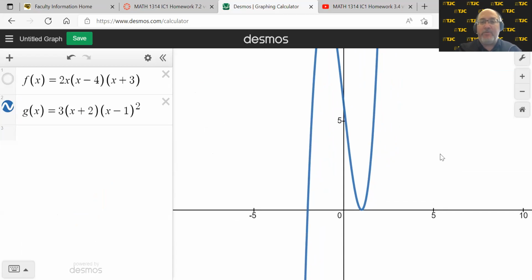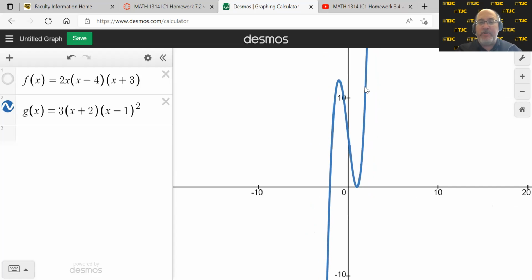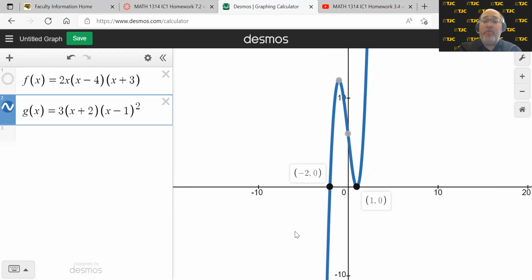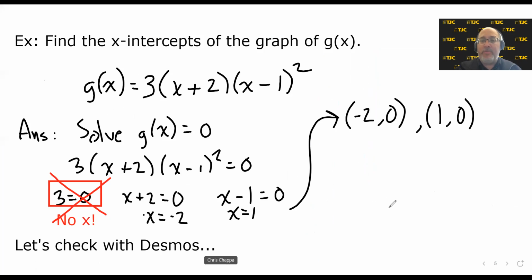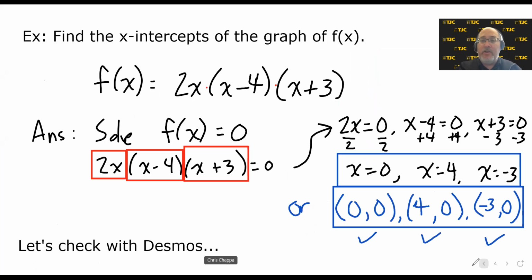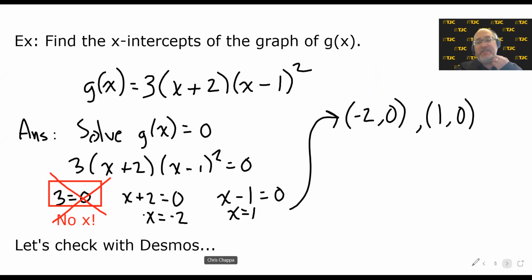All right, looks like we captured most of the graph. Maybe zoom out a little bit to see where it turns, although that's not what we're looking for. There are two x-intercepts here. One of them is at the point -2, 0. The other one's at the point 1, 0. Isn't that what we just said? Yep, -2, 0 and 1, 0. So finding the x-intercepts is pretty easy. You could write them as x equals, you can write them as ordered pairs.